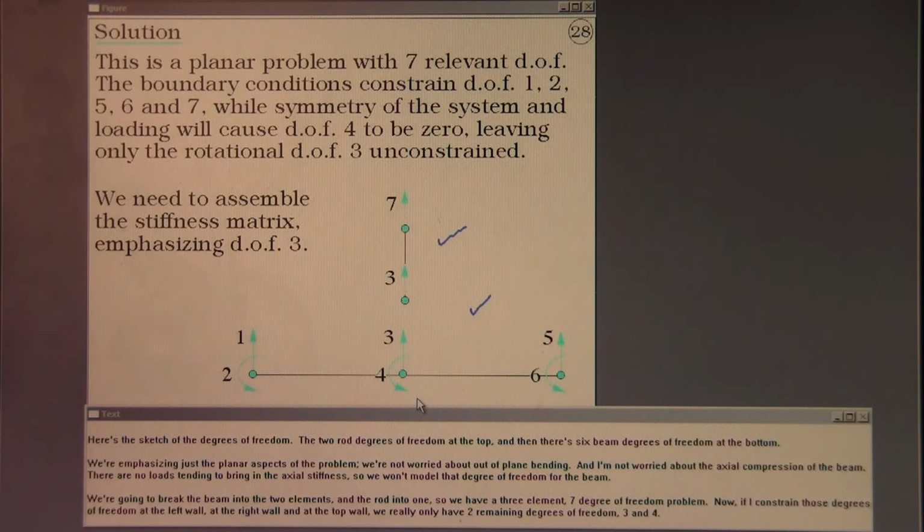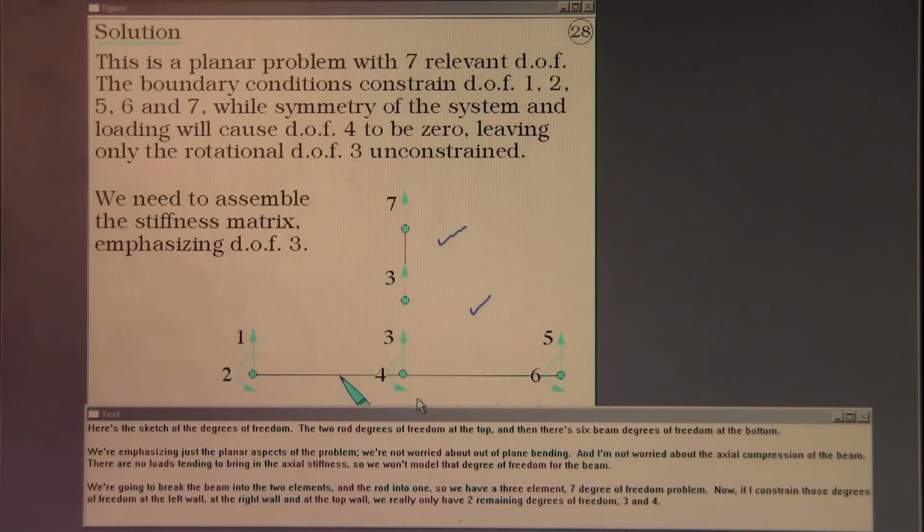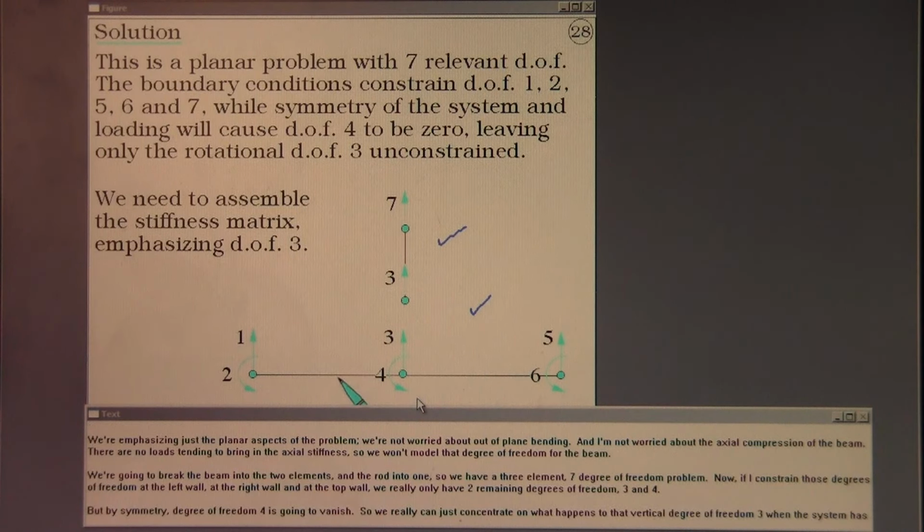And I'm not worried about the axial compression of the beam. There are no loads tending to bring in the axial stiffness, so we won't model that degree of freedom for the beam. We're going to break the beam into 2 elements and the rod into one, so we have a 3-element, 7 degree of freedom problem.